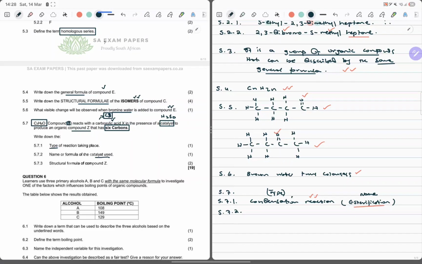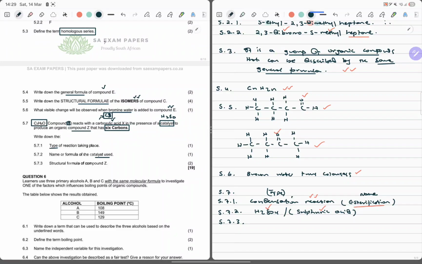Name or formula of the catalyst used. Well, we know that is H2SO4, hydrogen sulfate or sulfuric acid. But don't write both. You give one, or you write sulfuric acid. It's either or, don't write both. If you write both, you're not going to get a mark. So you get a mark for either one of them, but if you write both, you lose the mark.